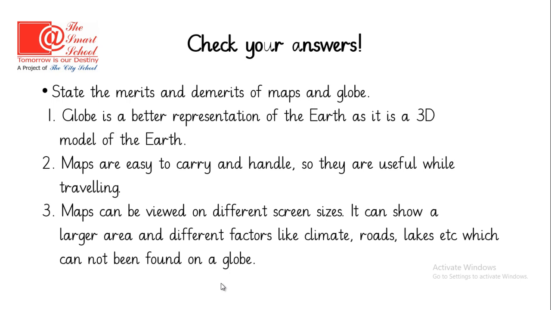State the merits and the demerits of maps and globes. Number 1, a globe is a better representation of the earth as it is a 3D model of the earth. Number 2, maps are easy to carry and handle, so they are useful while traveling. Number 3, maps can be viewed on different screen sizes. It can show a larger area and different factors like climate, roads, lakes, etc., which cannot be found on a globe. So, I hope your answers were correct.